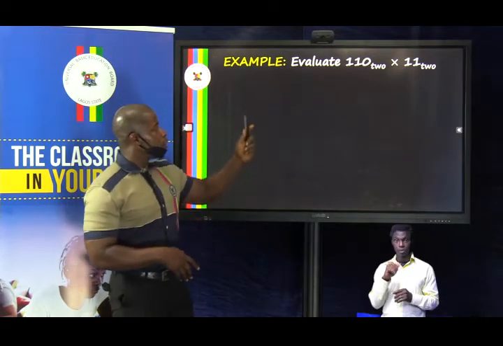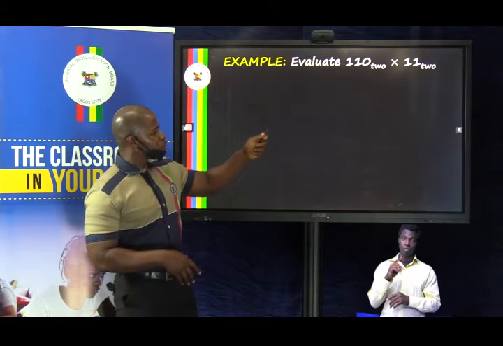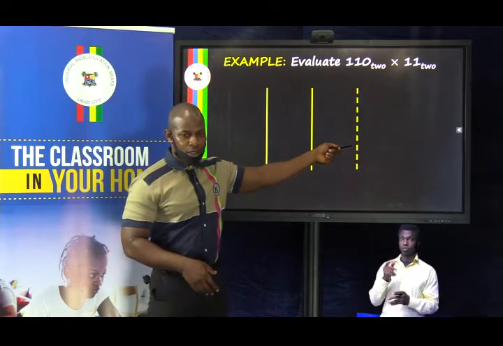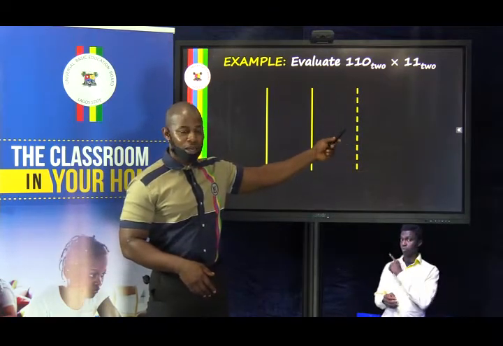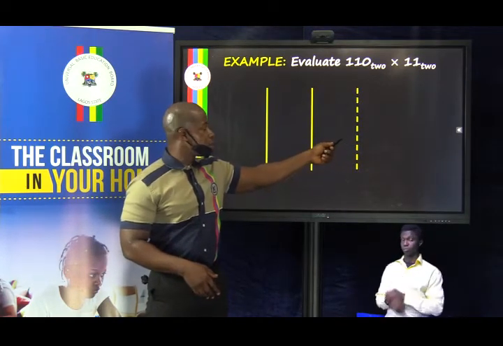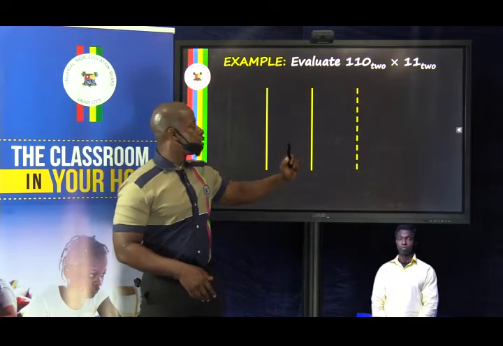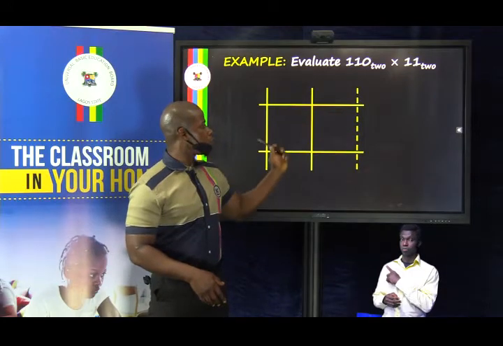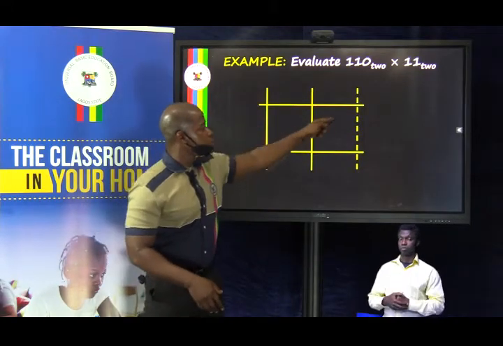All right, so multiplying 110 base 2 times 11 base 2, right? 1 bar, and then this other bar that is having dashes is representing 0 bar. Now we'll cross it with 1 bar and 1 bar. And this is 1 1. So this is 1 1 0.